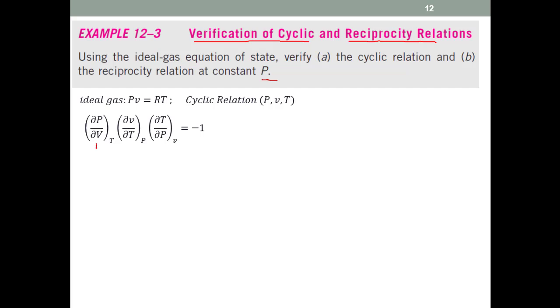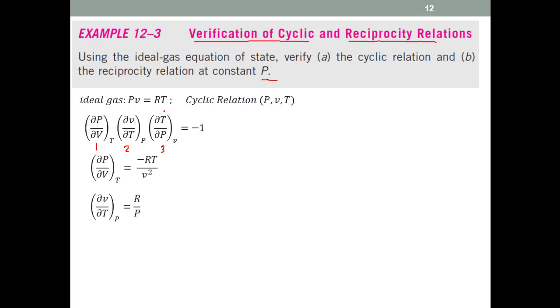If we calculate these three terms for the ideal gas, then the product of these 3 terms should be equal to minus 1. So let's calculate the first term, partial P by partial V when temperature is constant. Please take the derivative of pressure with respect to volume. That value will be minus RT by V square. What about the second term? The second term is partial V by partial T at constant pressure. Again take the derivative of the volume with respect to temperature, keeping pressure constant. So that value will be R by P.